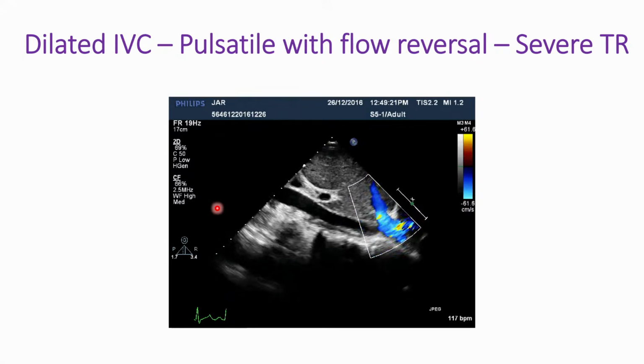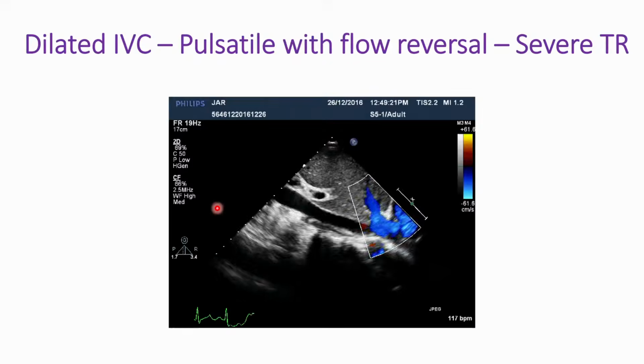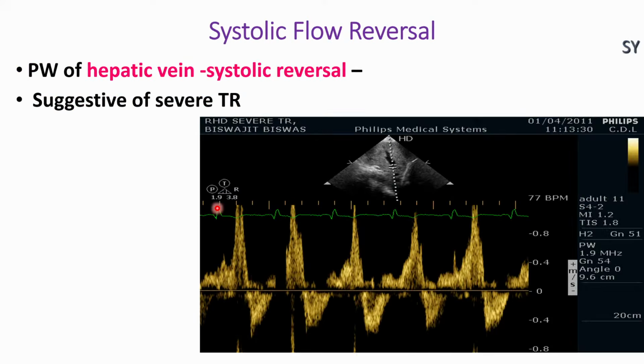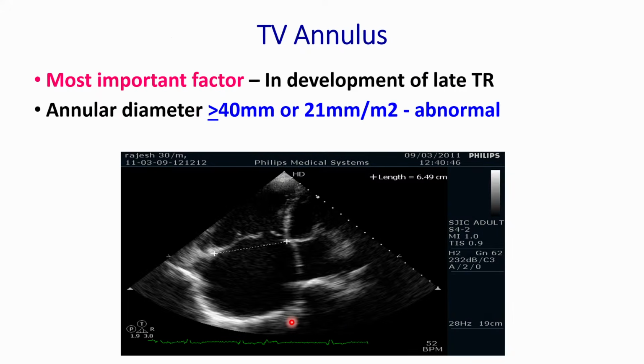The IVC will be dilated when there is severe TR, with pulsatile flow reversal in the hepatic vein. If we put a pulse wave Doppler across the hepatic vein, we get systolic flow reversal. This is the example: there is systolic flow reversal in the hepatic vein. So these are the criteria: dilated RA, RV, and IVC, very large jet more than 40%, vena contracta more than 7 mm, and PISA radius more than 9 mm.